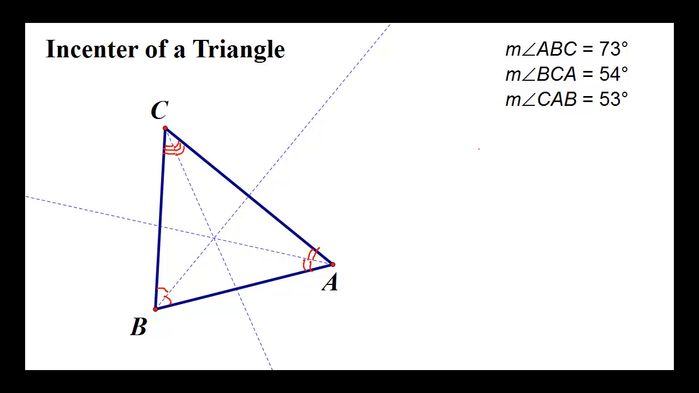Now, what happens here is we've bisected all three of these angles, and if you notice, they intersect in the exact same point. So they all meet right there at point P. That point is called an incenter. The incenter is the intersection of the angle bisectors of a triangle.